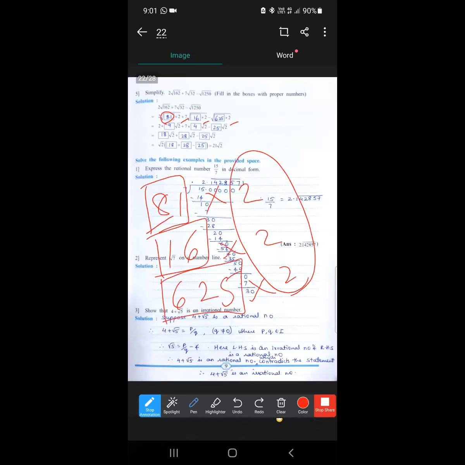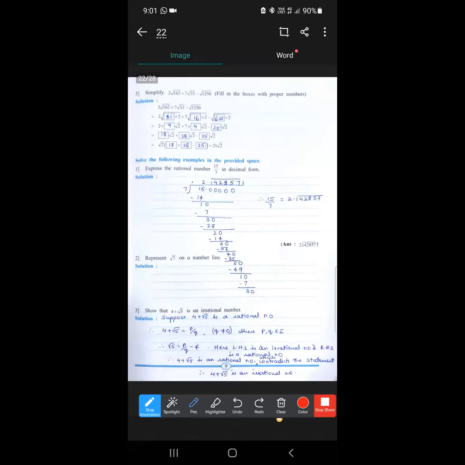And all these three numbers are perfect squares. 81 is the perfect square of 9, then 16 of 4, and 625 of 25. So square root of 81 into 2 plus 7 square root of 16 into 2 minus square root of 625 into 2. So this can be written as 9 root 2 plus 7 into 4 root 2 minus 25 root 2.